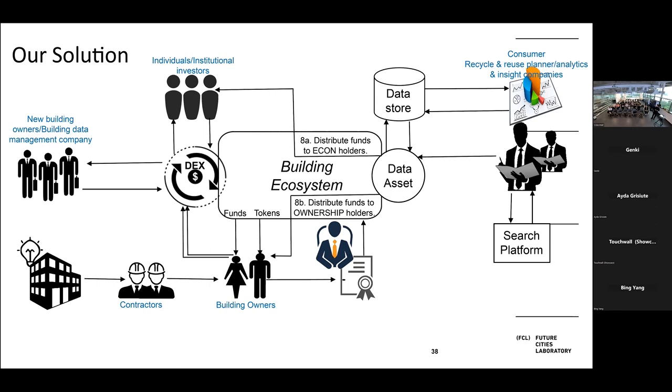So remember that in step 7 the consumer had paid some money to the data asset. So the next step would be to distribute it to the token holders. So we have the ownership token holders and the economic token holders. Whatever funds you have been sending to this NFT are split proportionally between the economic token holders and the ownership holders. So this is the royalty received for holding these tokens. And that's the whole idea of step 8A and 8B. So they have a benefit for holding these tokens.